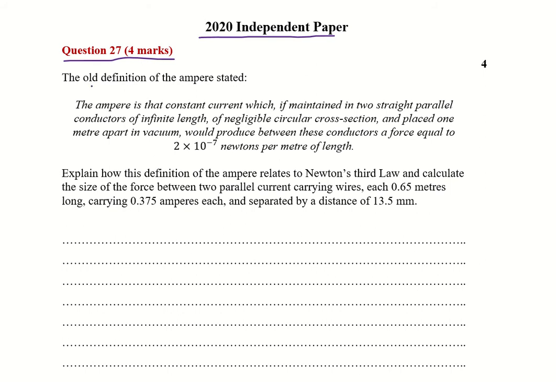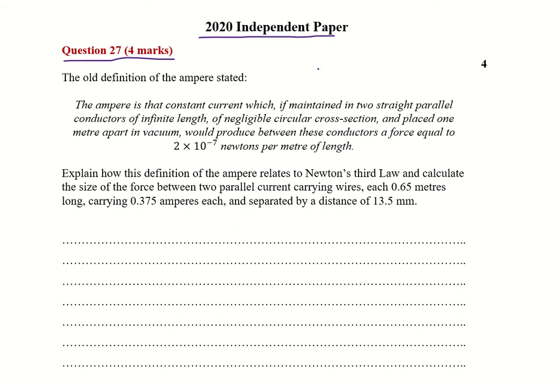So if we have a look, the old definition of the ampere stated, the ampere is that constant current which, if maintained in two straight parallel conductors of infinite length, of negligible circular cross-section and placed 1 meter apart in a vacuum would produce between these conductors a force equal to 2 times 10 to the minus 7 newtons per meter of length. Okay, so that's what we're dealing with here.